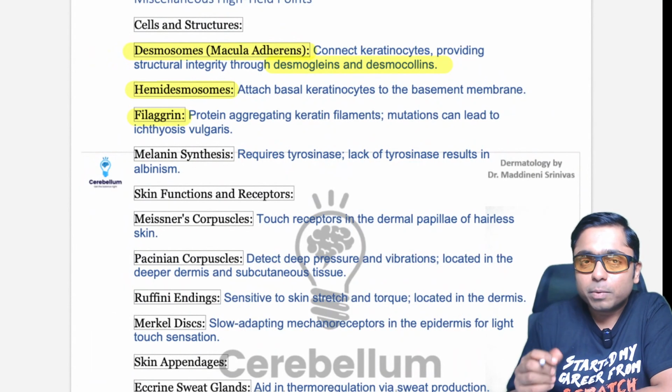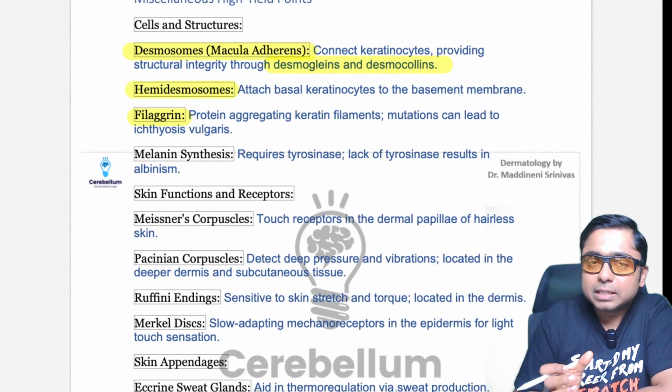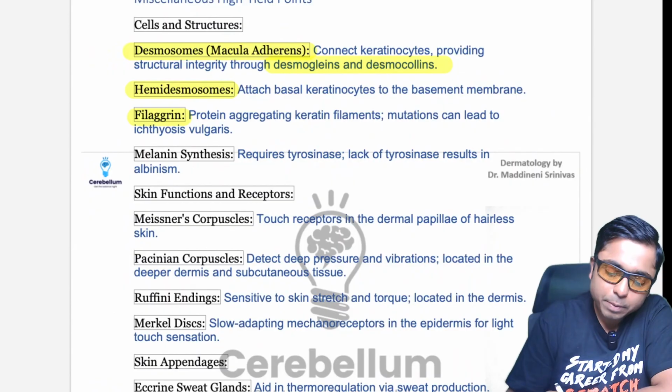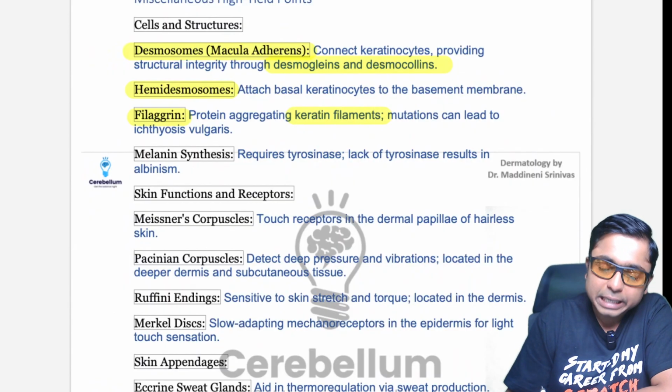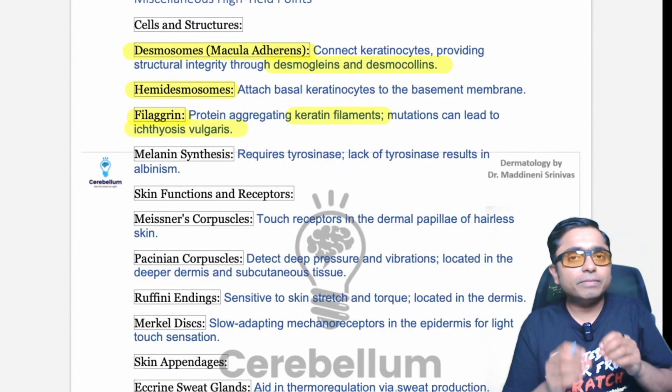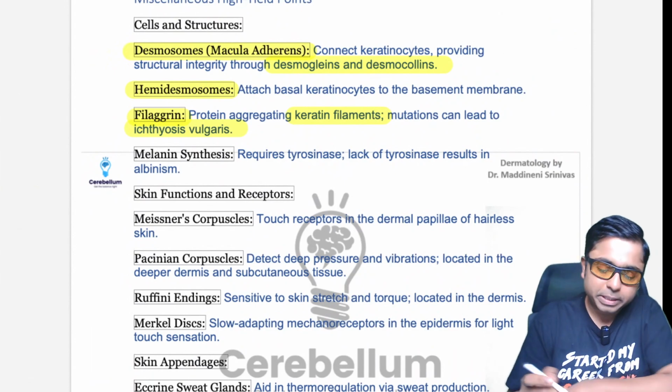Filaggrin, if you remember, has a precursor molecule called profilaggrin. Remember, this is filament aggregating protein, which is going to aggregate the keratin filaments. And mutations in filaggrin can be associated with ichthyosis vulgaris and also atopic dermatitis.